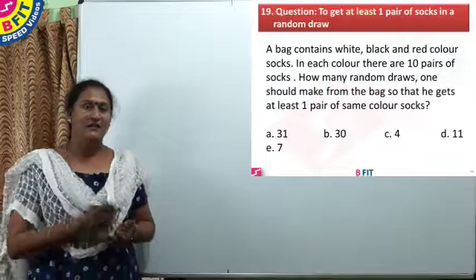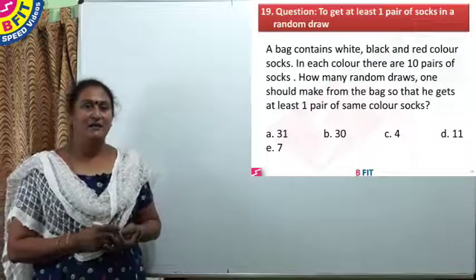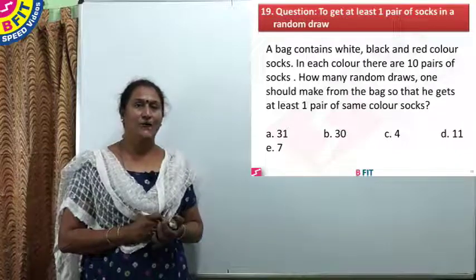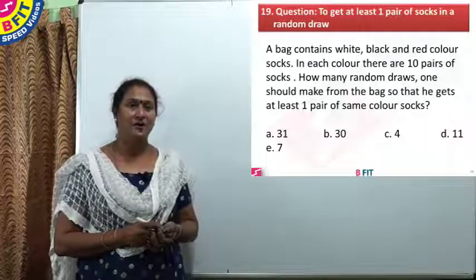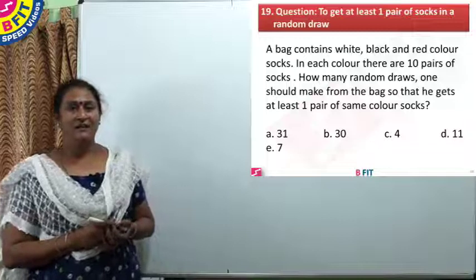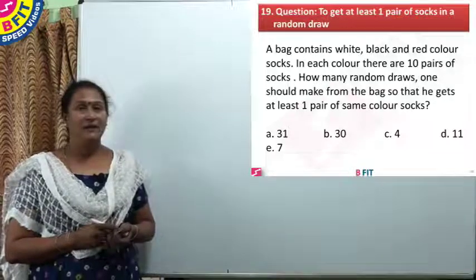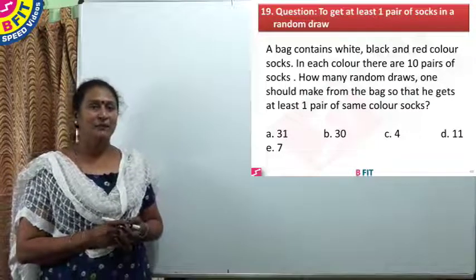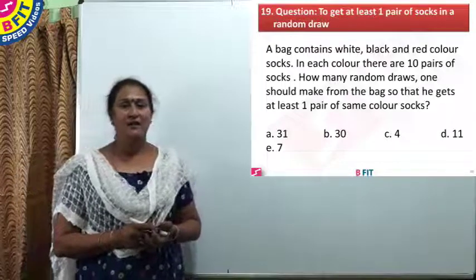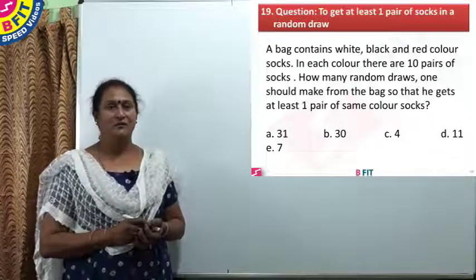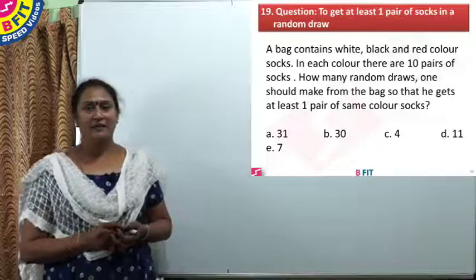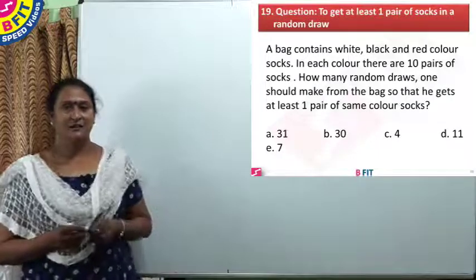So we'll see the next question, question number 19. A bag contains white, black and red color socks. In each color, there are 10 pairs of socks. How many random draws should one make from the bag so that he gets at least one pair of socks? That pair can be of any color. So we'll see the working.